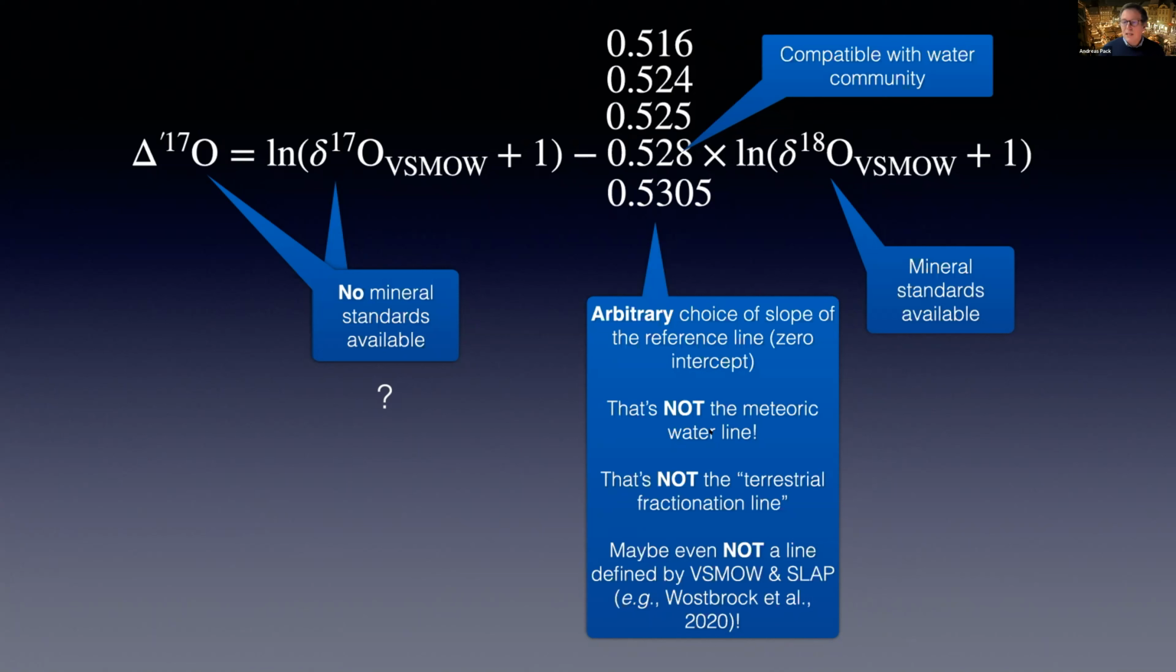It's not the meteoric water line, as pointed out by Martin. The meteoric water line actually does not have the slope of 0.528000, but approximately 0.528, and it depends on the samples. It's neither the terrestrial fractionation line, and maybe SMOW and SLAP are not even plotting on a line defined by these 2 points that has a slope of 0.528, which has been found and published by Wostbrock recently. So it's difficult to have data from different labs that have an internal precision in the ppm range, but then they may differ from lab to lab on a larger scale.